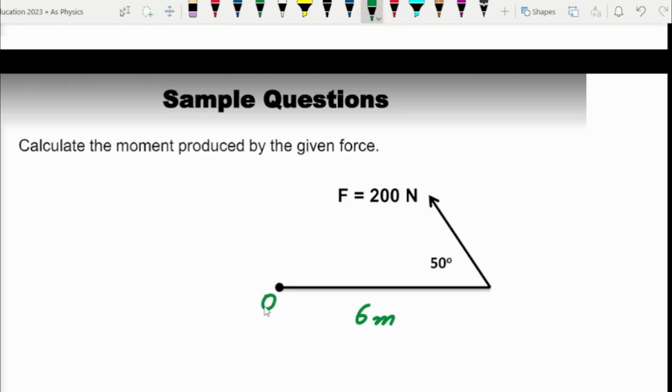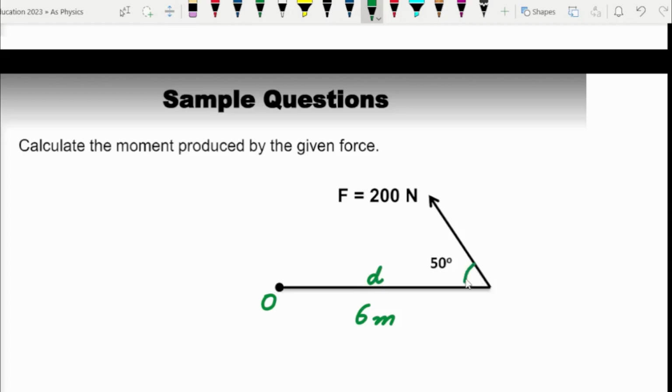Where is the pivot? ये आपका pivot है O. And the total distance is 6 meters. So you see, this is your distance. Horizontal line is the distance. But then the question is, is the force perpendicular to the distance? नहीं, distance और force perpendicular नहीं है.